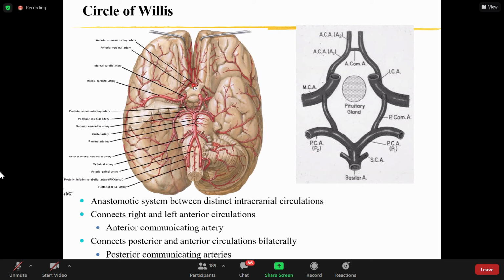The idea of communication is whenever you have occlusion of one artery, other arteries will try to compensate. So this is the circle of Willis. You're going to see it in the lab, inshallah, and you need to identify the arteries.